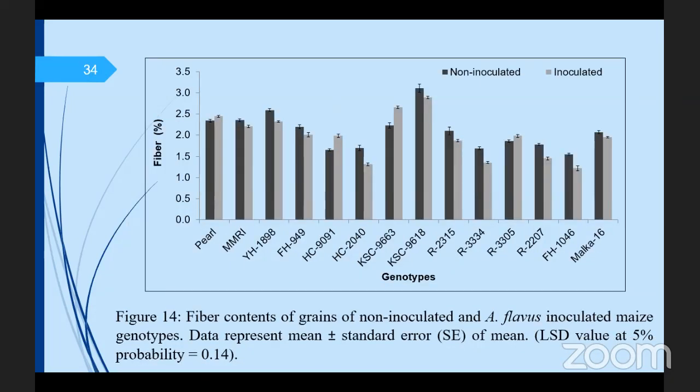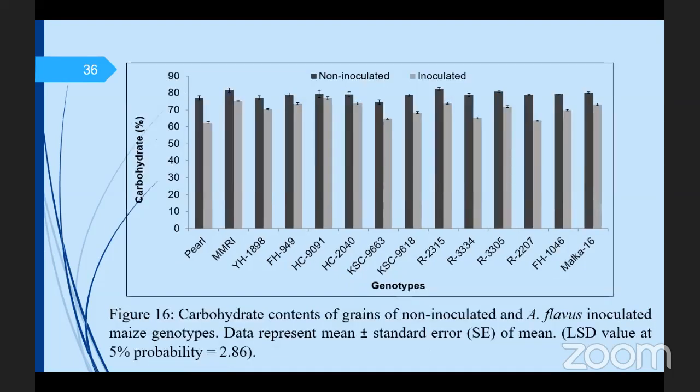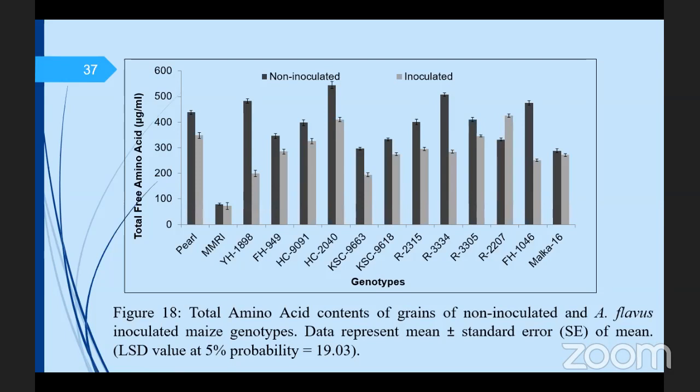And the fiber contents also decreased in the inoculated group as compared to the non-inoculated group. Ash contents also decreased in almost all genotypes of the maize after treatment with Aspergillus flavus. And the carbohydrates also decreased in the inoculated group. And total free amino acids were also reduced by the contamination produced by Aspergillus flavus.